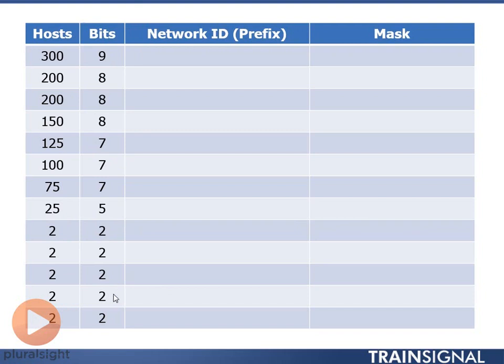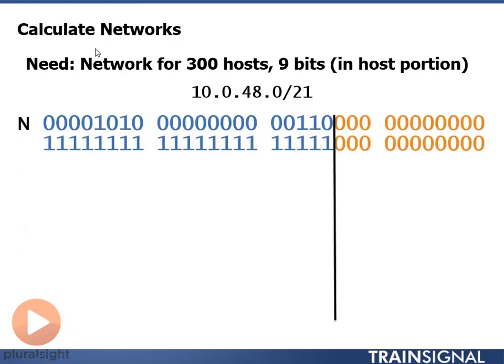Once we know this, we can start calculating network addresses. Let's start with 300. We need 9 bits in our host portion. So we're going to set up the problem just like we did for the traditional subnetting, where we're finding how many bits we need to borrow to accommodate our network requirements. Now we're just going to do it in reverse. Here we have a need for a 300 host network where we need 9 bits in the host portion. So I set up my problem just like I did before, converting my address given to me by my ISP to binary, writing my mask right below it, and drawing a line between my network and host portion.